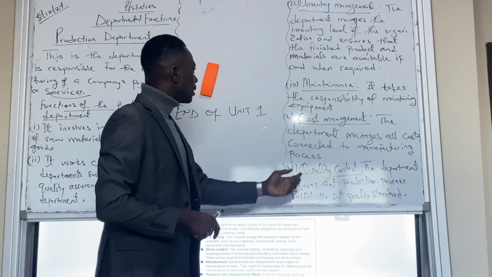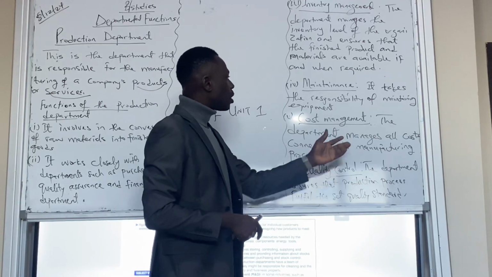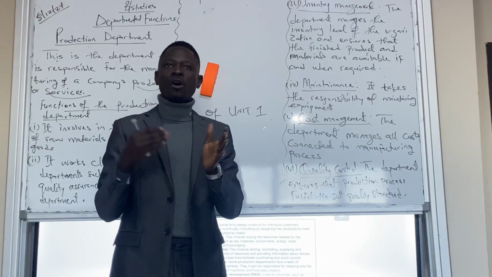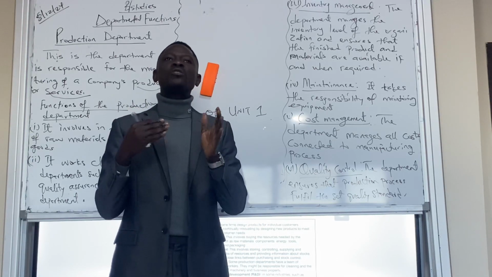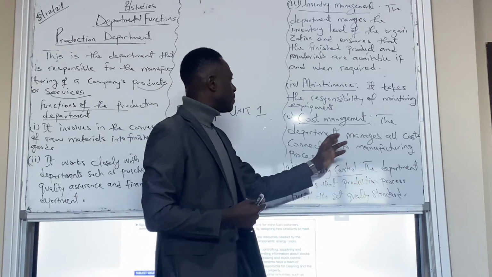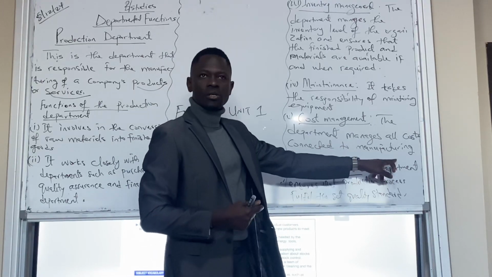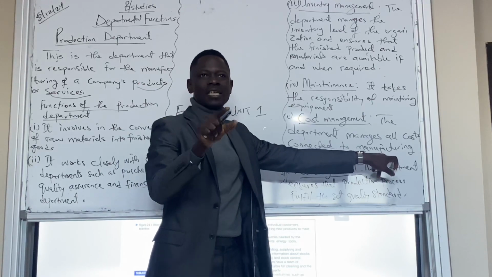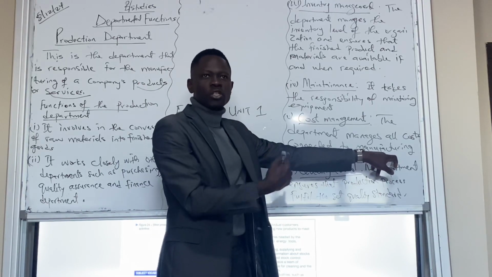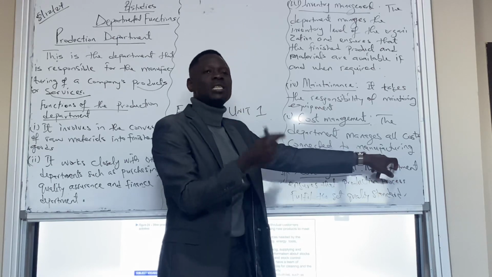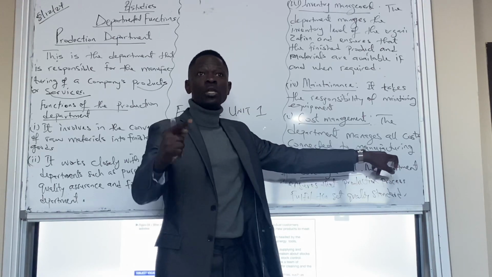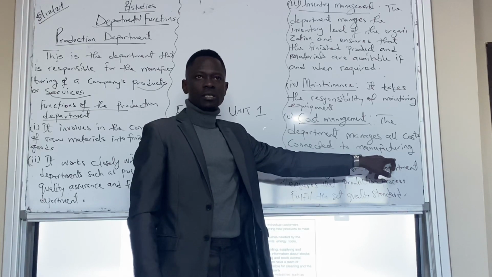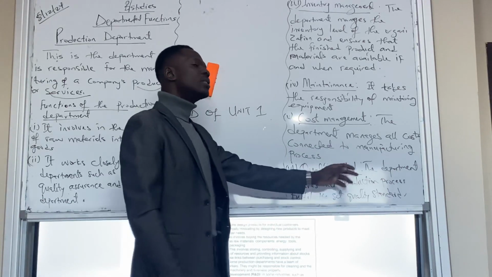Yes. The second to the last one, cost management. Because this department uses a lot of raw materials, so it is important for them to manage costs. So here I wrote, the department manages all costs connected to manufacturing. So whatever cost that is aligned or connected to the production of goods or services is being managed by the production department. So not only the quality, they also manage the cost. Do you get it?